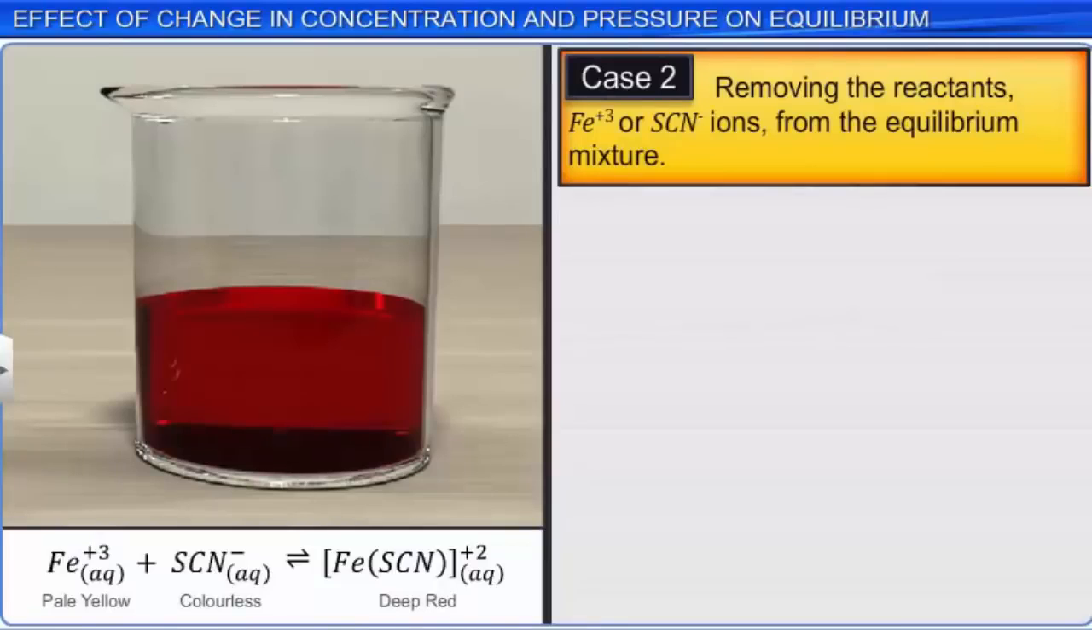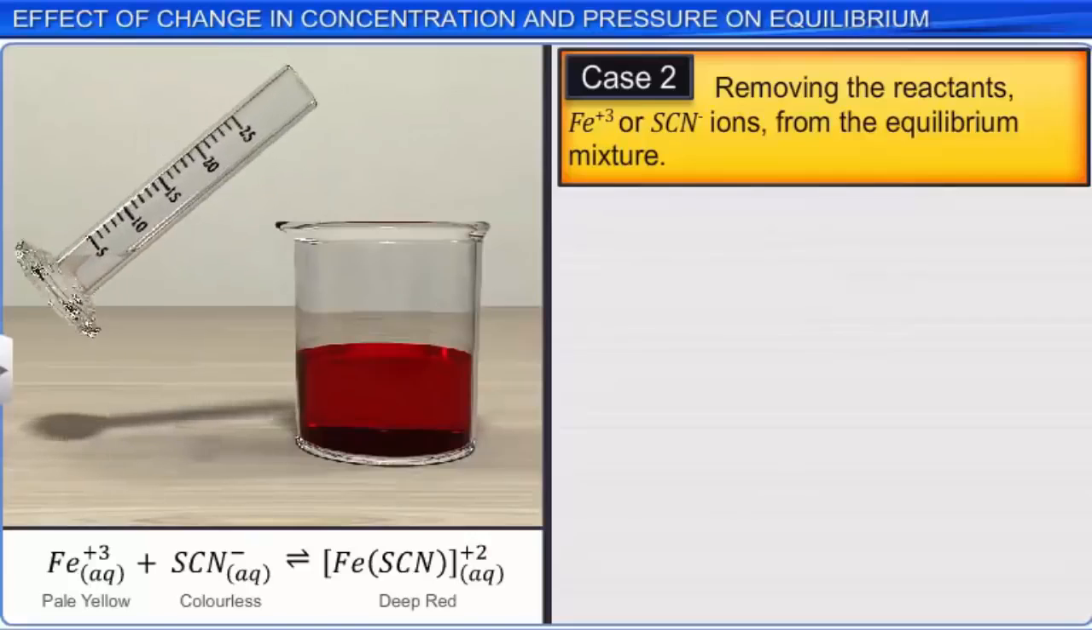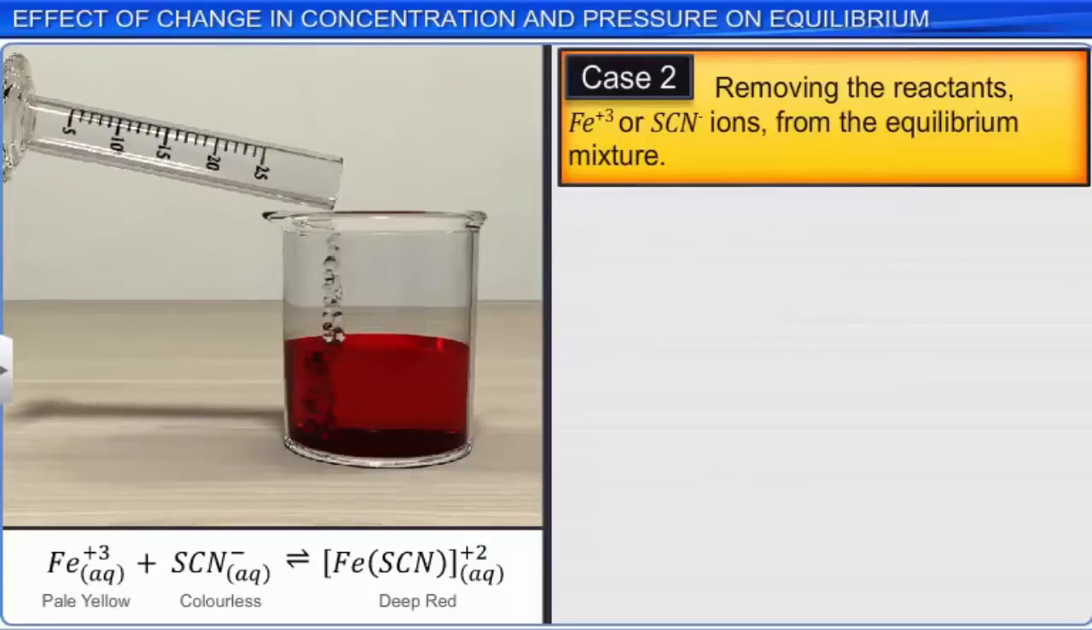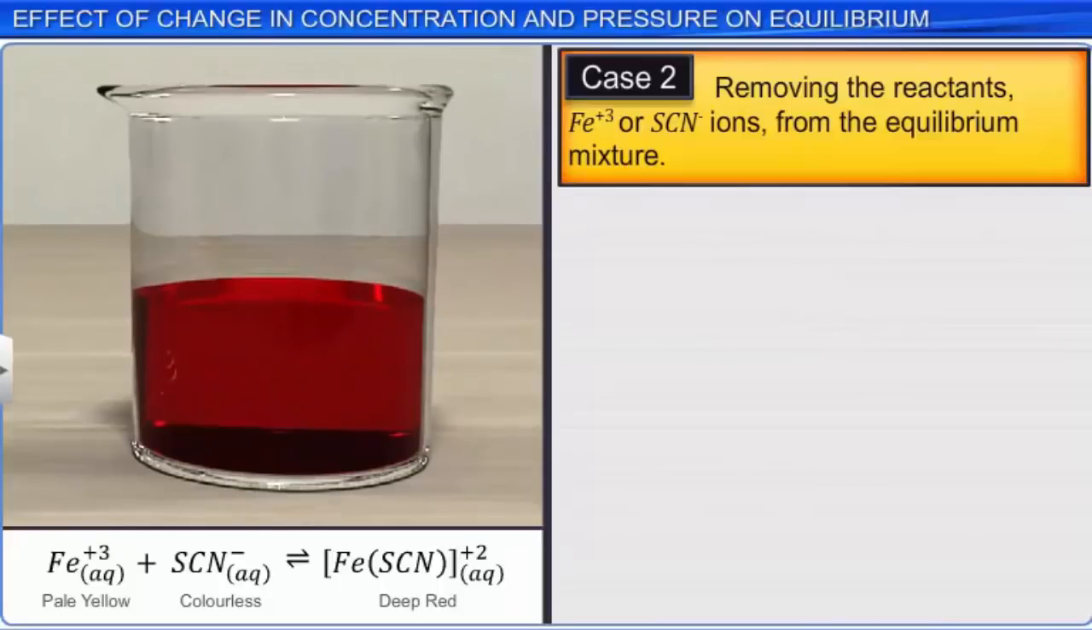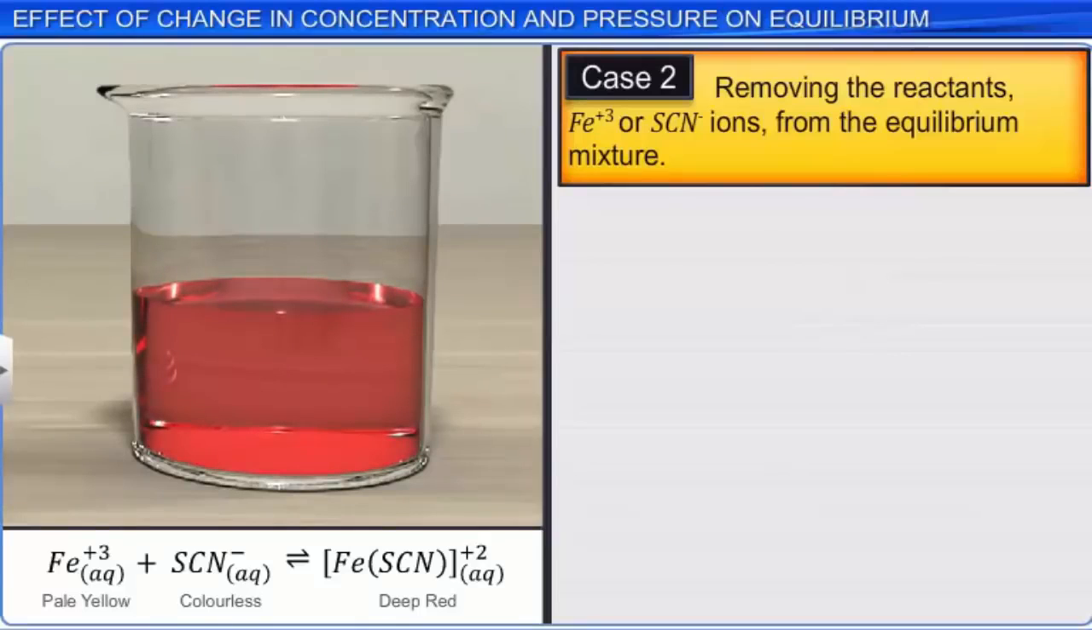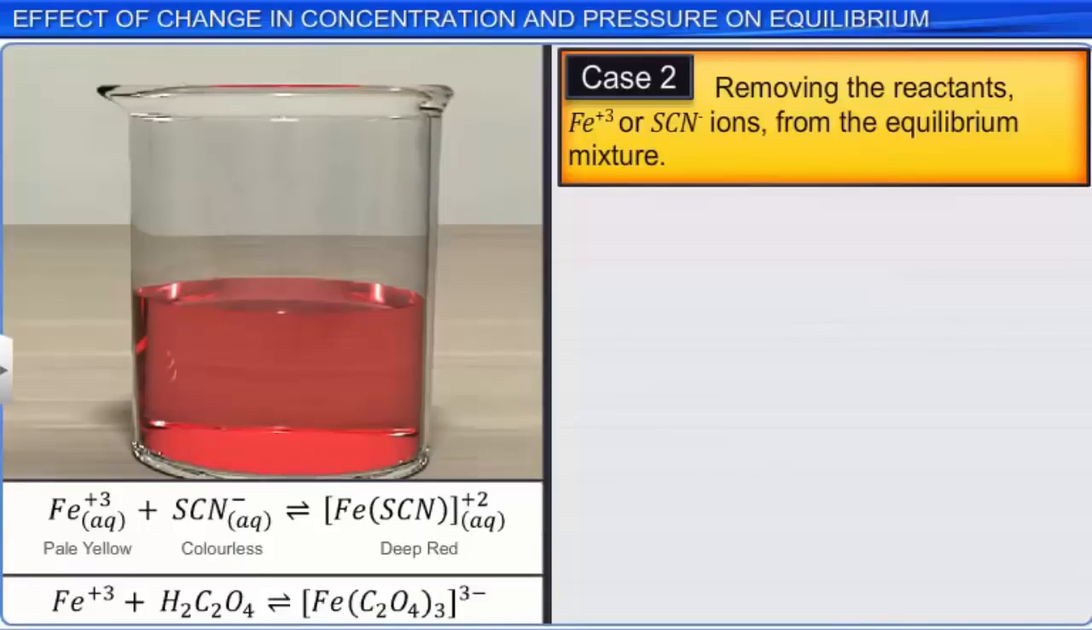Case 2. Removing the reactants Fe+3 or SCN- ions from the equilibrium mixture. Now, suppose you add a few ml of oxalic acid to the reaction mixture at equilibrium. You can see that the intensity of the red color of the solution decreases and the solution turns pale. Why does this happen? Oxalic acid reacts with Fe+3 ions in the equilibrium mixture and forms a stable complex, trioxalate ferrate 3 ion.